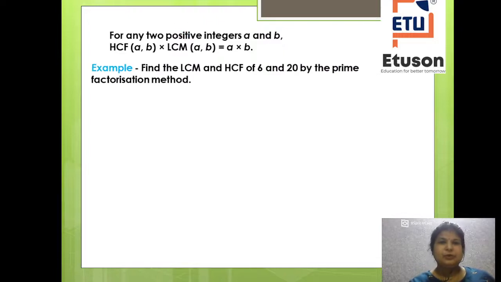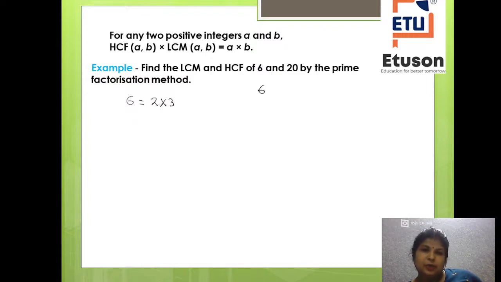Okay, so what is the first example? Find the LCM and HCF of 6 and 20 by the prime factorization method. So by using your prime factorization method, you are going to find out the LCM and HCF. So let us write down 6 as its prime factors. So 6 is equal to 2 into 3. Correct or not? 2 into 3.